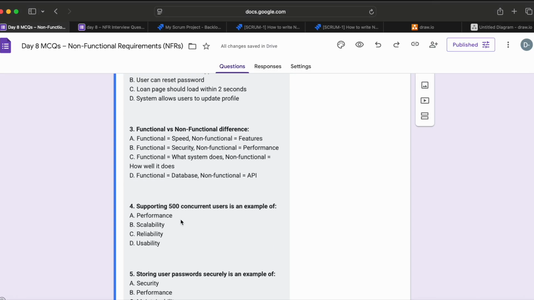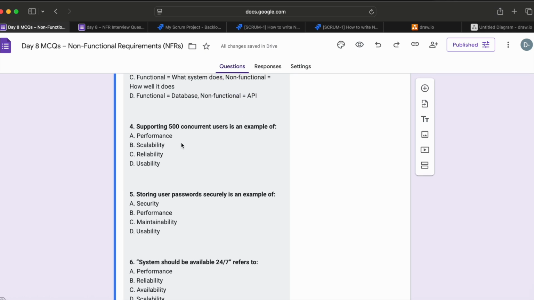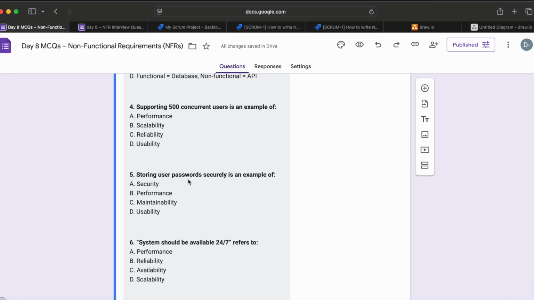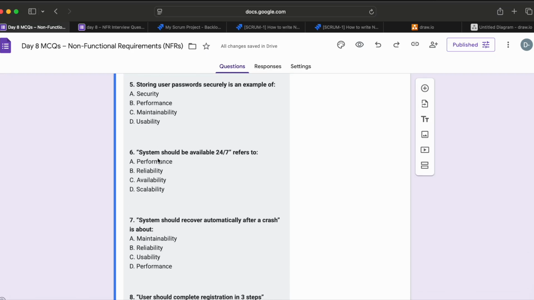Number 4, supporting 500 concurrent users is an example of what? Scalability, right? Measures how a system handles growth in load of users. Question number 5, storing user password securely is an example of, obviously, security. Protecting sensitive data is a security requirement. Question number 6, system should be available 24/7 refers to, of course, availability, right? So availability measures uptime, ensuring the system is operational when needed.